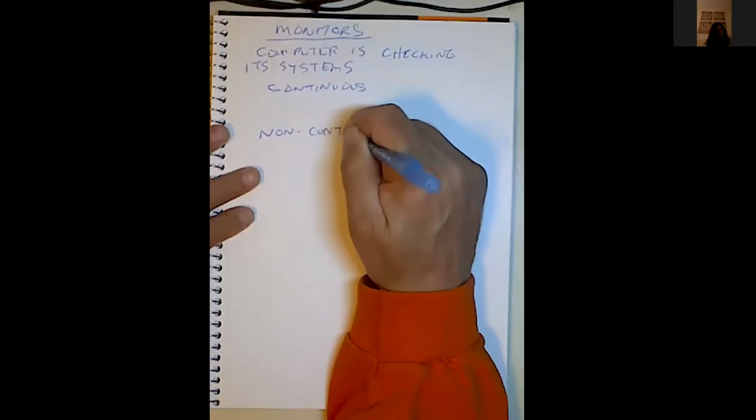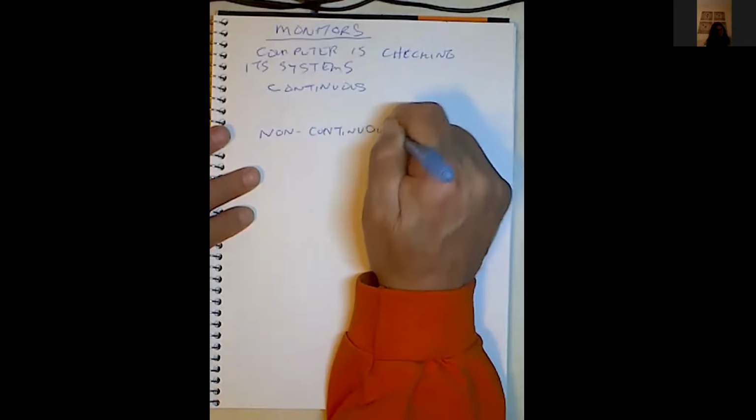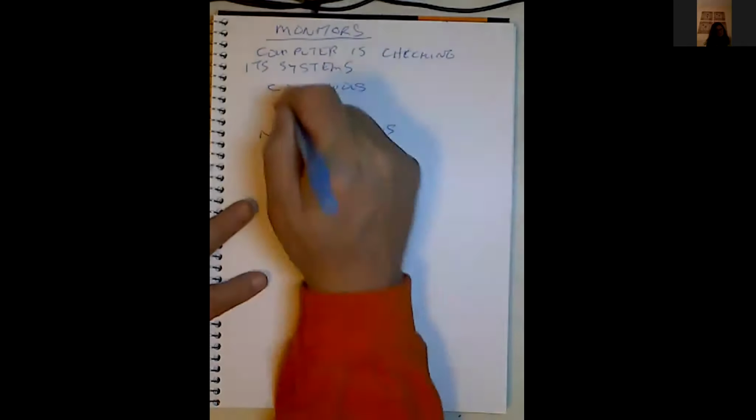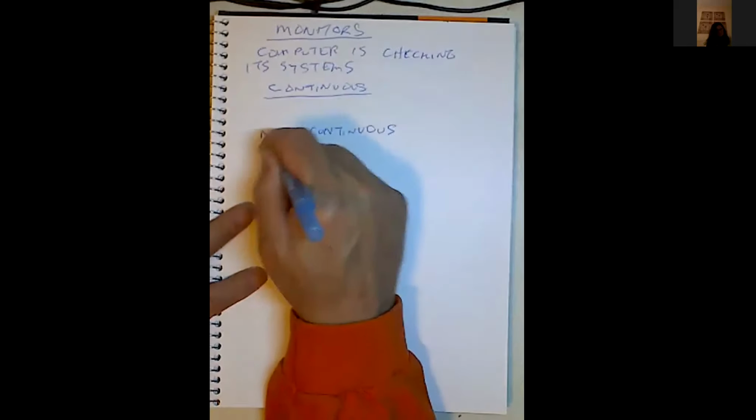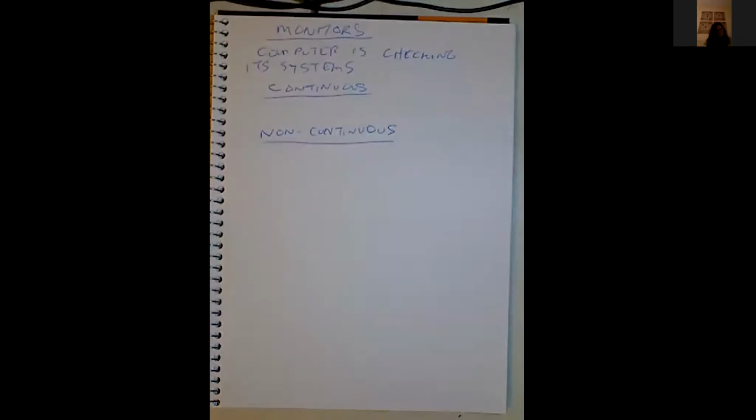Active and... nope. On board, right? Nope. When it's cold and when it's warmed up? Nope. Okay, two types of monitors. What are they? Continuous, non-continuous. Continuous and non-continuous, exactly. Good answer.